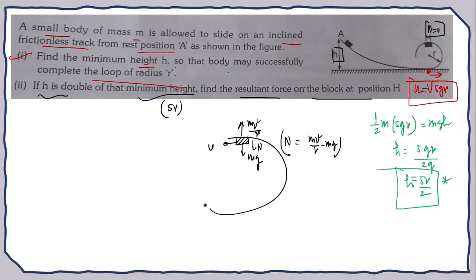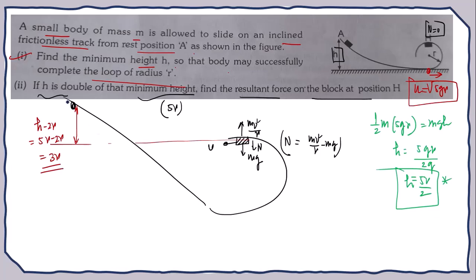In order to calculate the value of v, let us say the particle is released from the point over here. The distance dropped by the particle is h minus 2r, that is 5r minus 2r, that is equal to 3r. So the potential energy is dropped by 3mgr. That is the gain in kinetic energy.